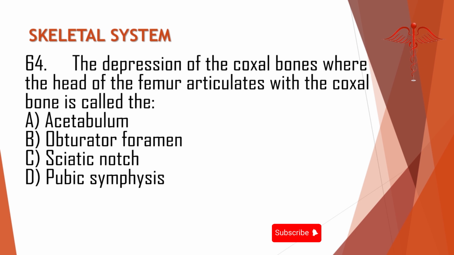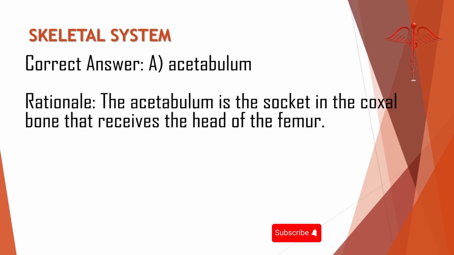64. The depression of the coxal bones where the head of the femur articulates with the coxal bone is called the A. Acetabulum, B. Obturator foramen, C. Sciatic notch, D. Pubic symphysis. Correct answer: A. Acetabulum. Rationale: the acetabulum is the socket in the coxal bone that receives the head of the femur.